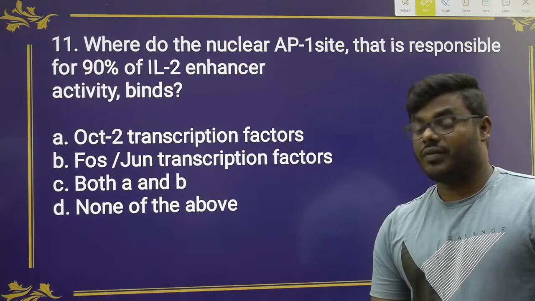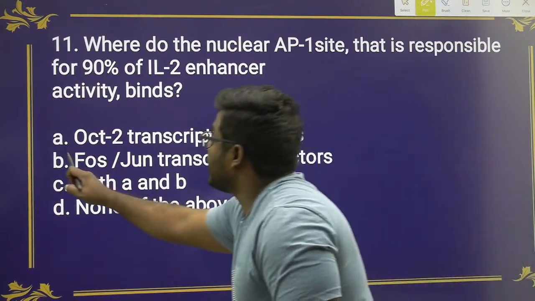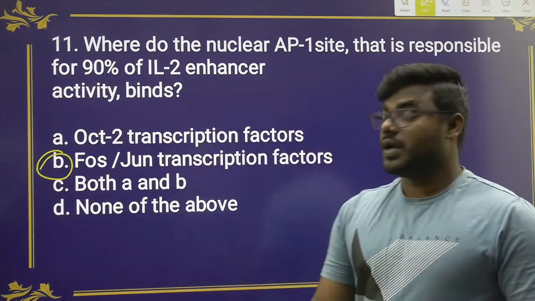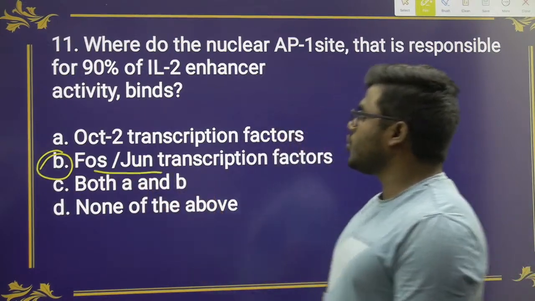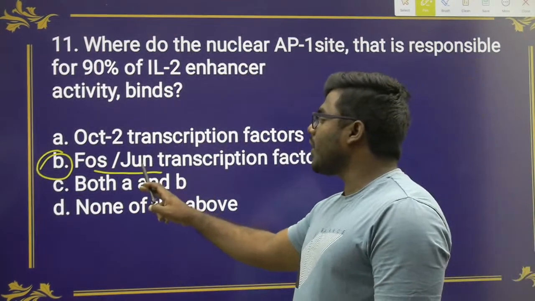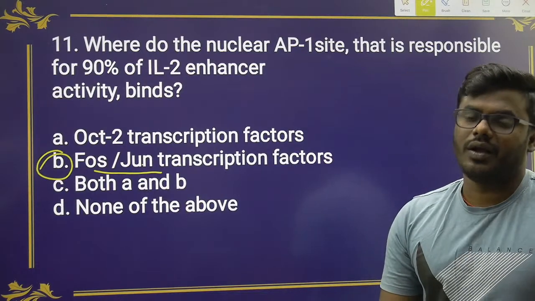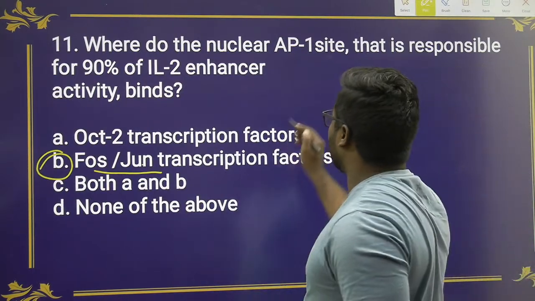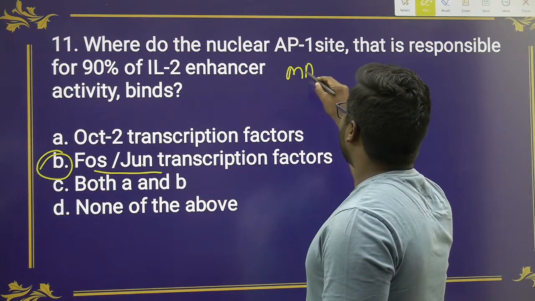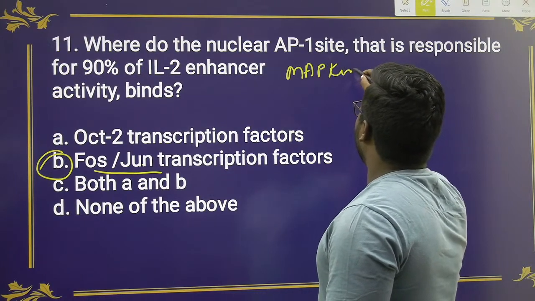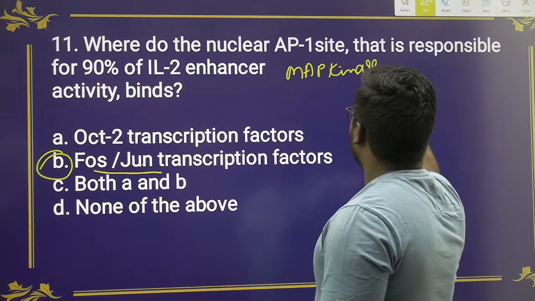Question number 11. Very good. Question number 11 is what, friends? B. You know, right? Fos and Jun are the two important transcription factors. I hope, friends, all of you remember. This is what kind of pathway? MAP kinase pathway. Correct?